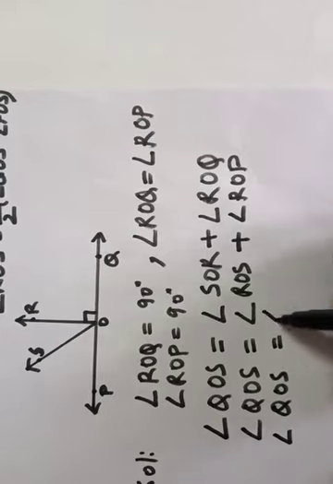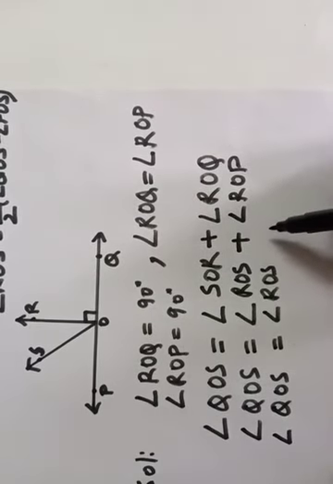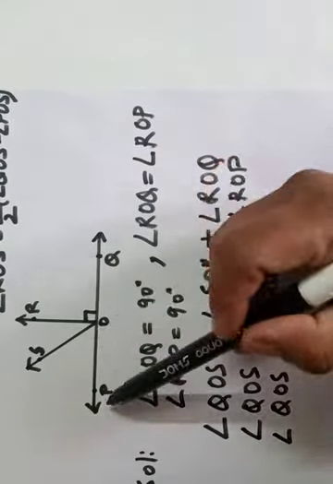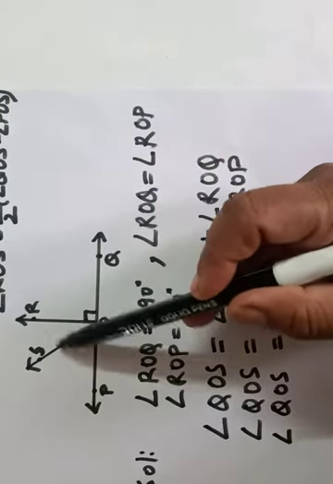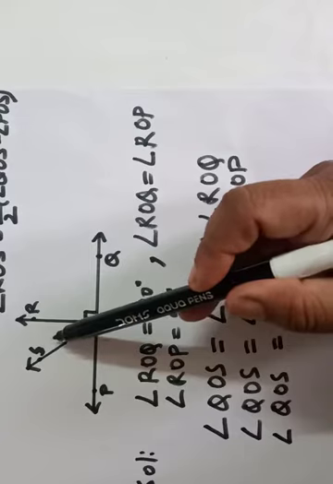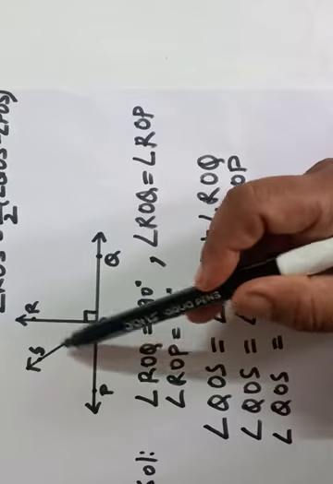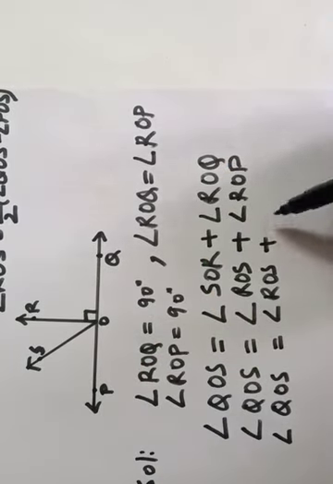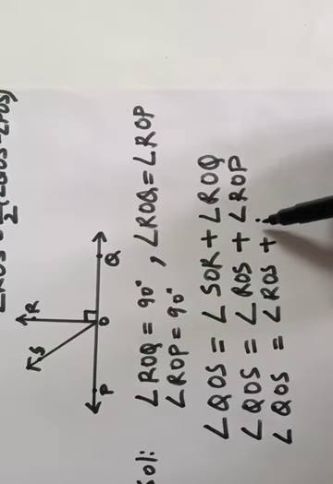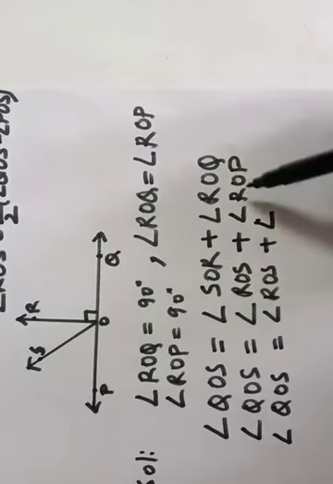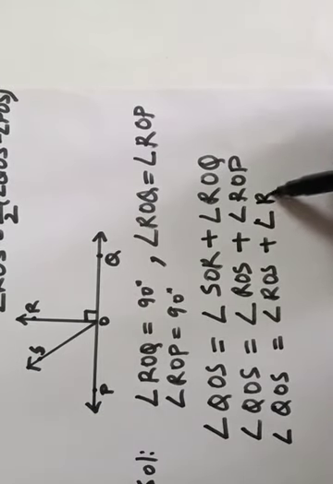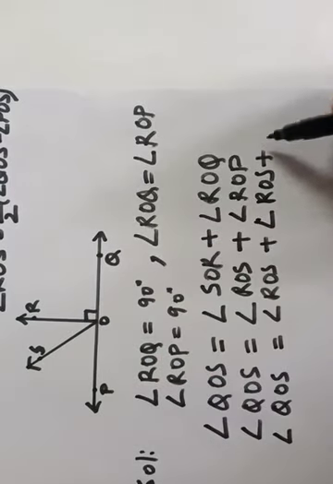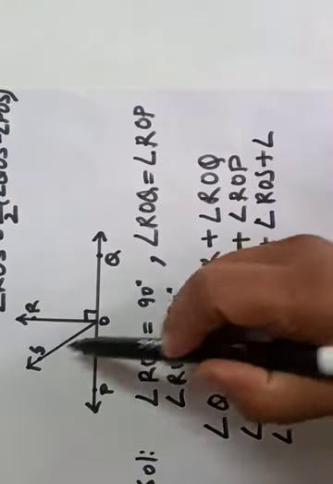Now angle QOS is equal to angle ROS plus angle ROP. This angle ROP is also the addition of the two angles. These both angles are also adjacent angles, SOP and ROS. So angle ROP is ROS plus angle POS.